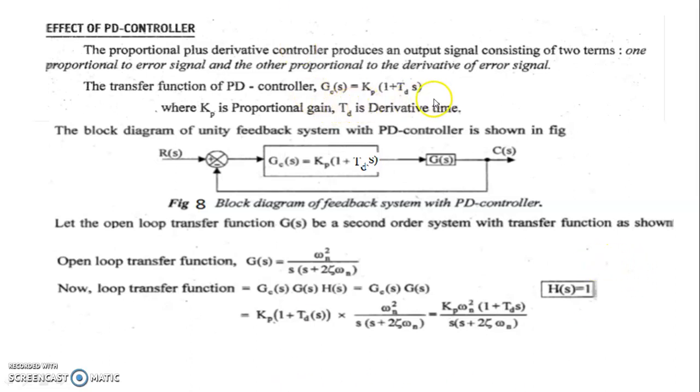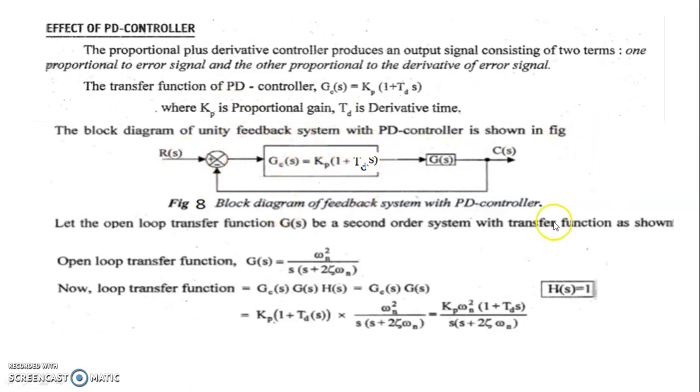Already in the previous videos I have explained how to find the transfer function of PD controller. That is Gc(s) = Kp(1 + Td s), where Kp is the proportional gain and Td is the derivative time. The block diagram of a unity feedback system with PD controller is shown in the figure. In the previous videos I explained only the controller part.